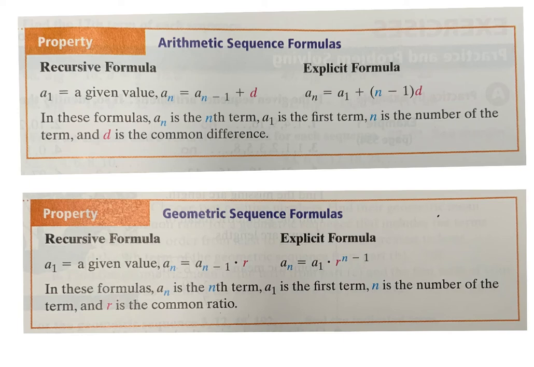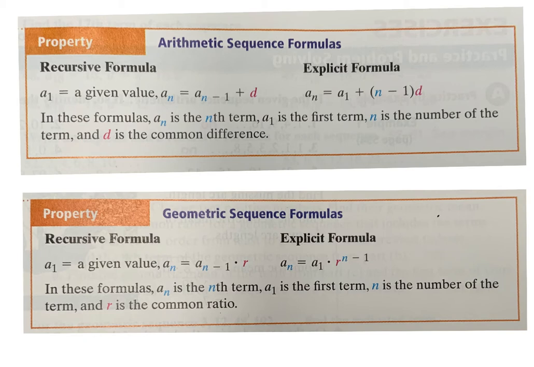Some of the formulas that you need to know are your sequence formulas for arithmetic and geometric. Recursive is when you have to have the number in front of it. So for arithmetic, it would be a sub n equals a sub n minus 1 plus d, so the term in front of it plus d. The explicit formula is where you can just plug in any term: a sub n equals a sub 1 plus n minus 1 times d.